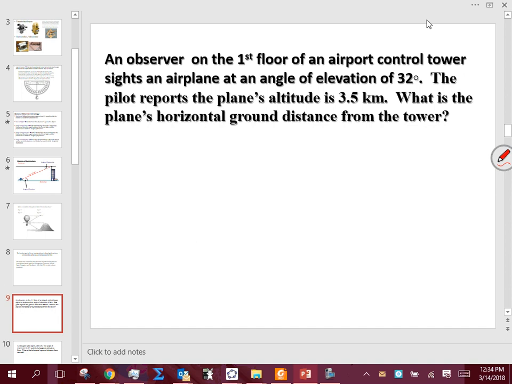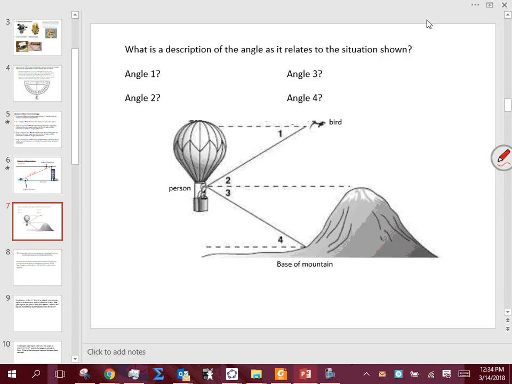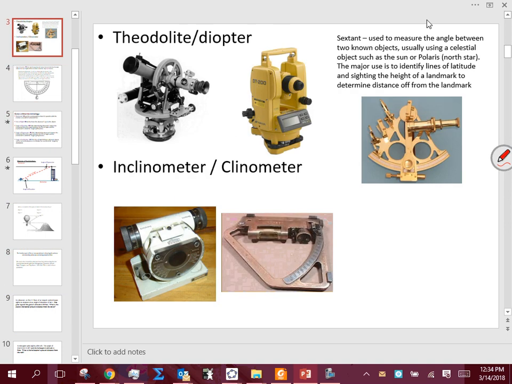Well, there are tools that will find angles for us, okay? They got weird names: theodolite and diopter, inclinometer, clinometer, and there's a sextant as well. Those are all tools that will develop angles for you, and read off an angle to you as you observe something. All of those have eyepieces on them, right? Okay, so I can look through them. There's some type of measuring device that's going to give me an angle back, okay? And they're going to be accurate.